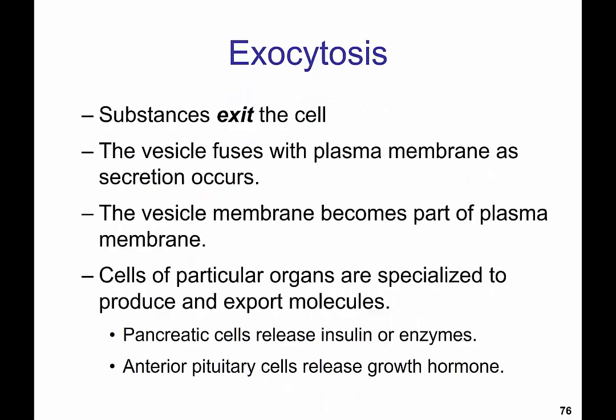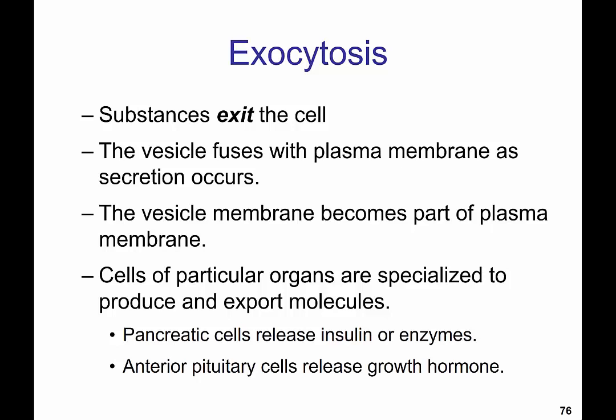Other ways to move substances in and out of cells, we have exocytosis. In exocytosis, substances exit the cell, but here we have the use of vesicles. Vesicles were those tiny membranous sacs that transport substances. Here, the vesicle fuses with the plasma membrane as secretion occurs. The vesicle membrane becomes part of the plasma membrane.